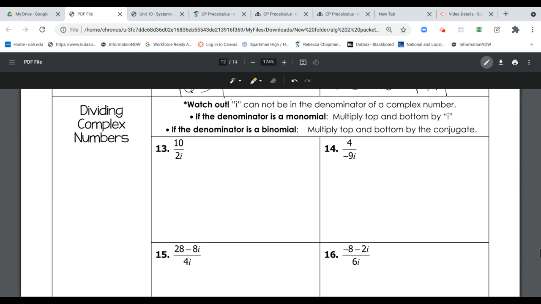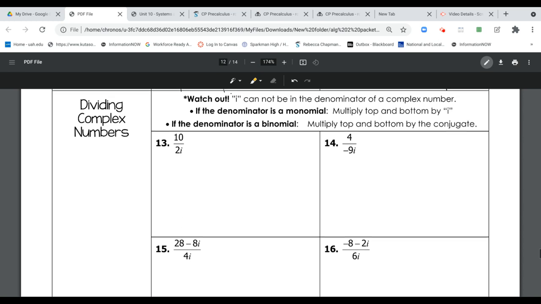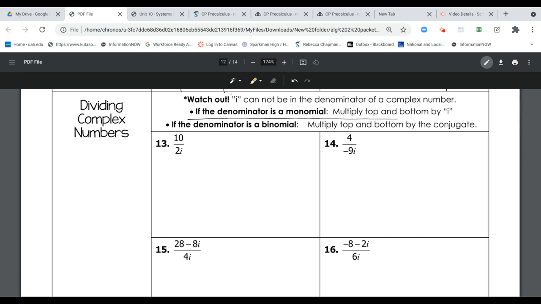So the last thing that we're going to do in this particular section is we are going to divide complex numbers. The first 4 problems that you see on your screen right now all have monomial denominators. So if you have a monomial denominator, this rule right here, you multiply the top and the bottom by i, and then you get rid of any i squared. What you cannot do is you cannot have i in the denominator of a fraction. You cannot have i in your denominator.